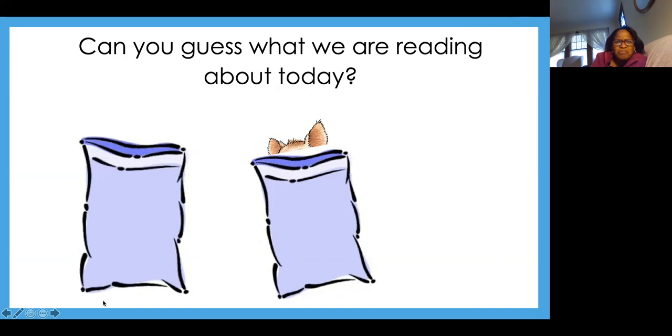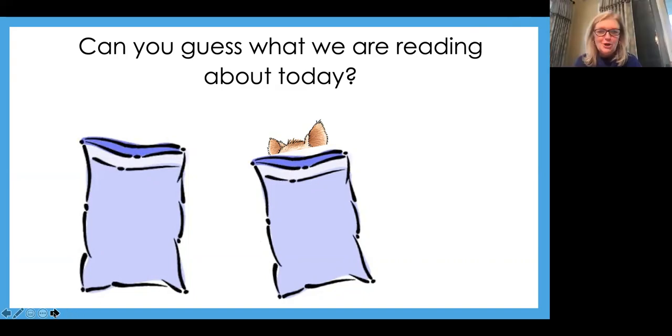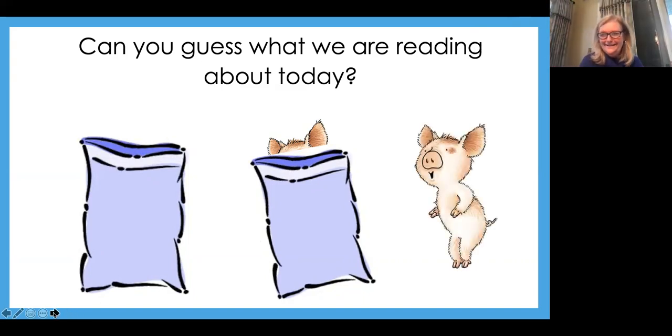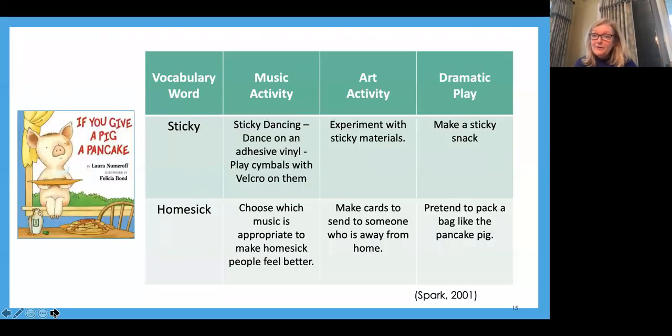Maybe a pig? All right, that was a good one. Yes, it's a pig. So we're going to read If You Give a Pig a Pancake, right? So I'm going to just use this as an example of that.